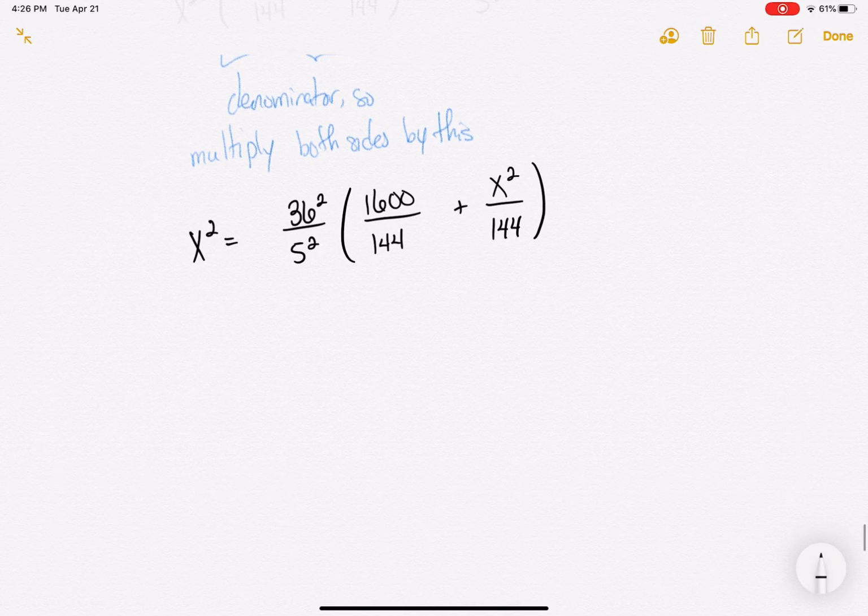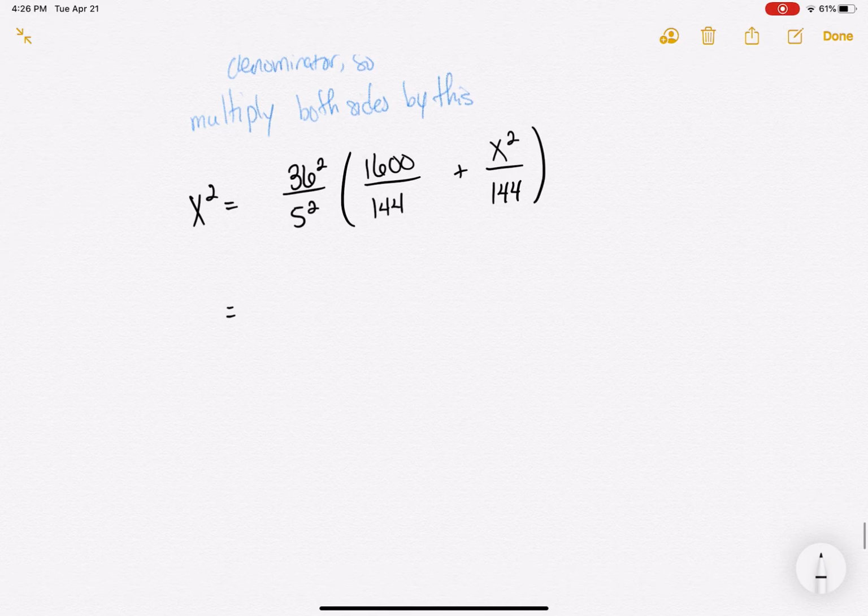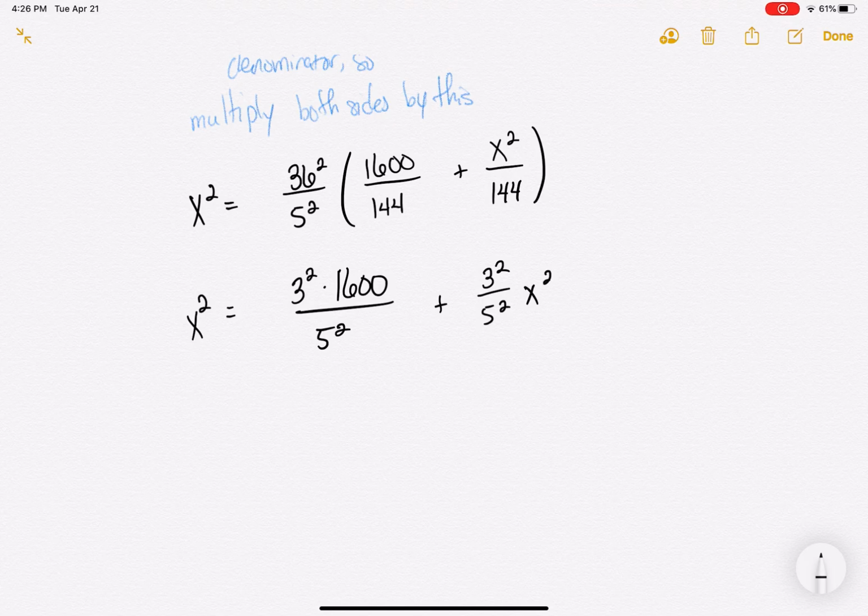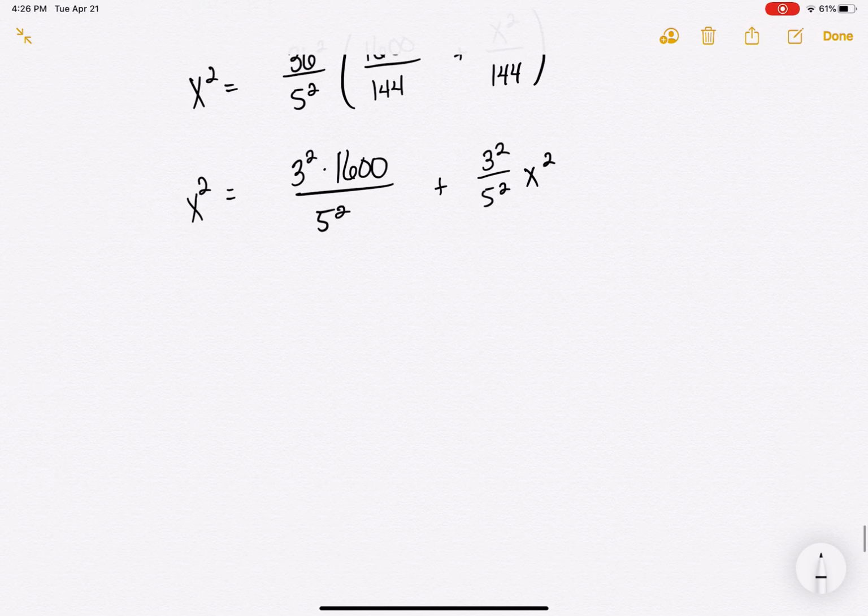And this is a point at which it would be a little bit helpful to have a calculator around. So this is really x squared over there. There's really a 12 squared inside of 36 squared, and so that's going to cancel with 144. So I really end up with 3 squared times 1600 divided by 5 squared, plus again the same thing. So this is 3 squared over 5 squared x squared. And now I can pull the x squared over to both sides and the other term back.